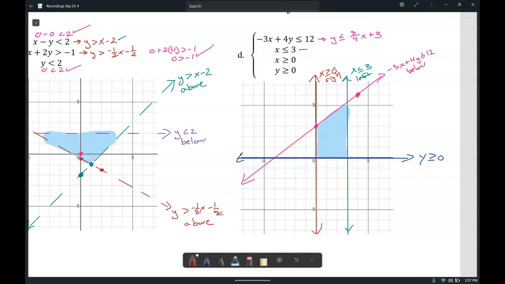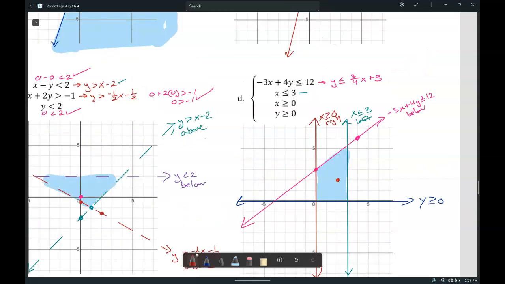And to verify it, again, we could pick a point in here and test it, such as the point 2, 2. And we could say, well, is negative 3 times 2 plus 4 times 2 less than or equal to 8? Well, negative 6 plus 8 is less than 12, so it satisfies that equation. 2 is less than 3, so it satisfies that. 2 is greater than 0, so it satisfies that. And 2 is greater than 0, so it satisfies that. So we know that our point is good.